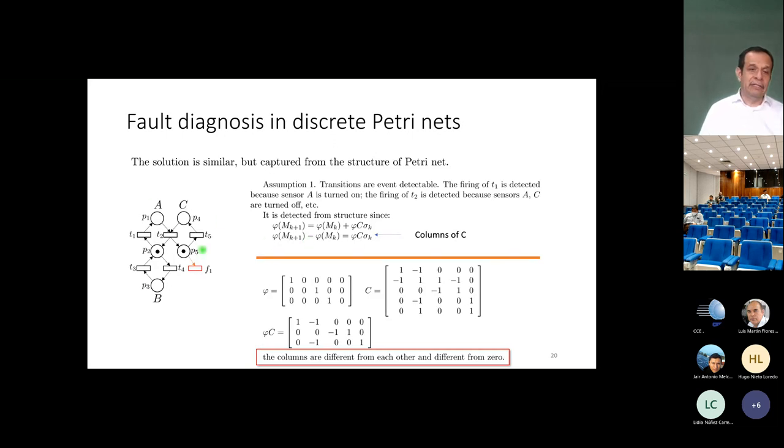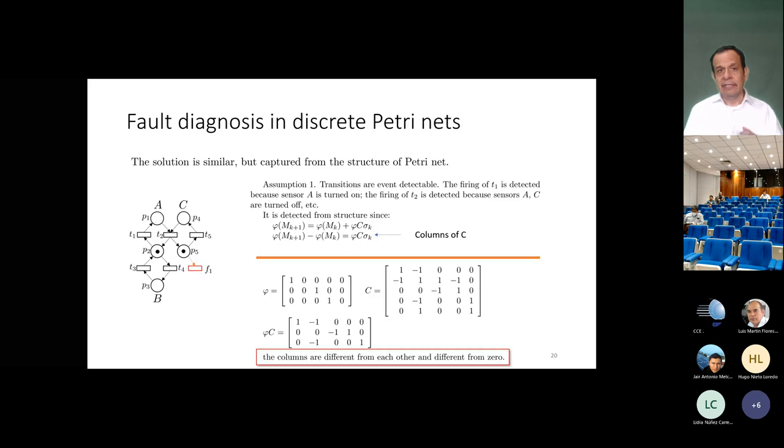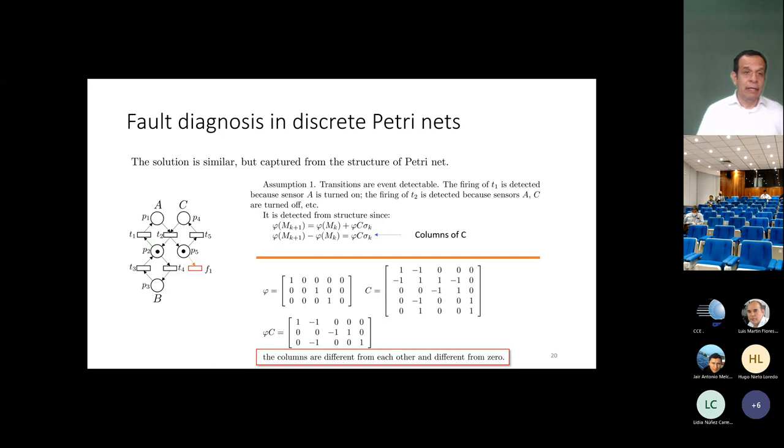But when I use Petri nets, I will obtain very compact models. So I will study Petri nets to determine when this net exhibits the property of fault diagnosability.